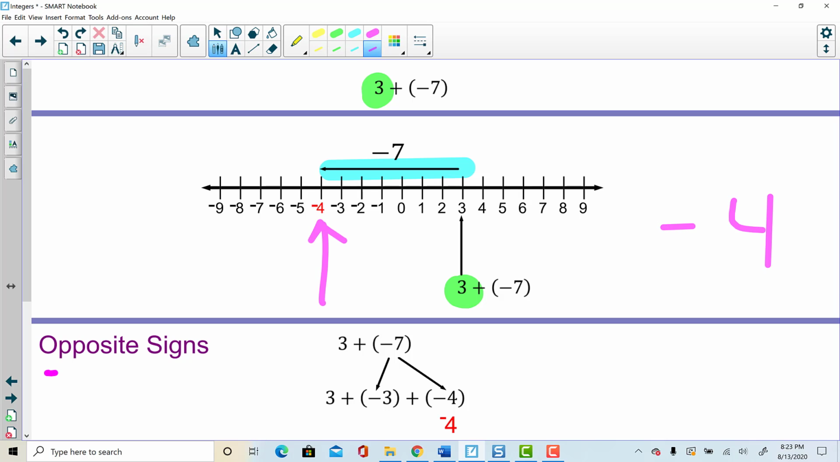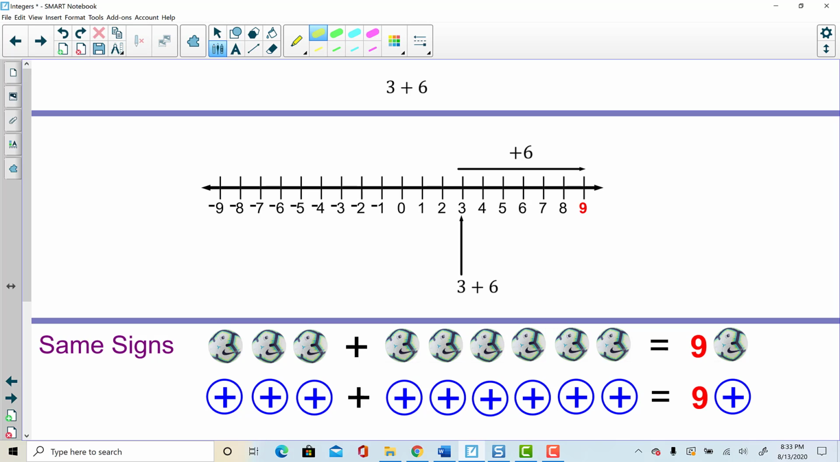And again, because they're opposite signs, you can break up the big number, -7. Because we have a +3, we want the -7 to break up into -3 plus something. And whatever's left is your answer. So we get -4 for the answer. I'm doing it two different ways and showing you that you get the same answer.